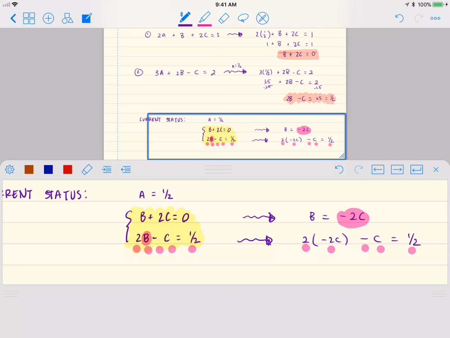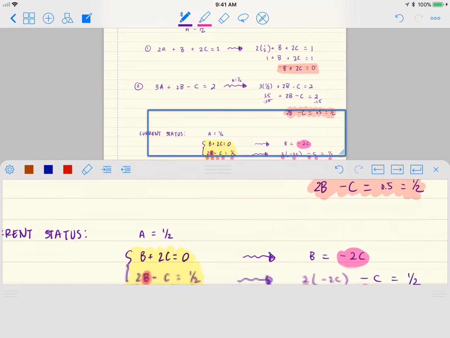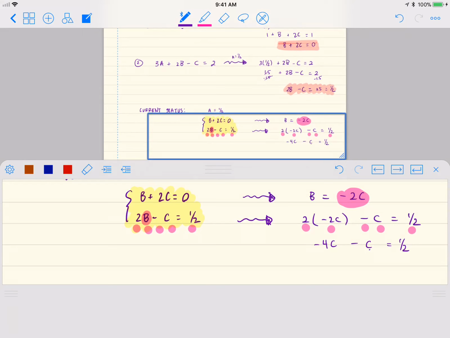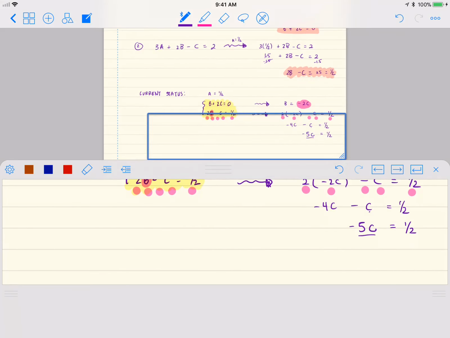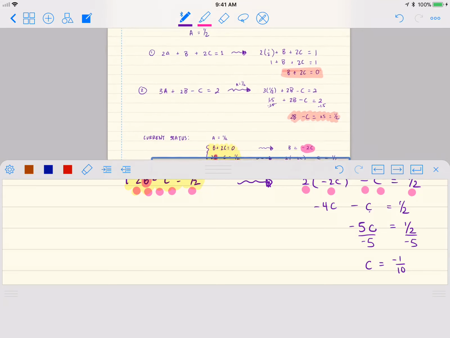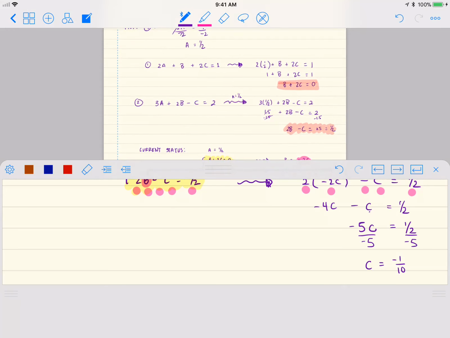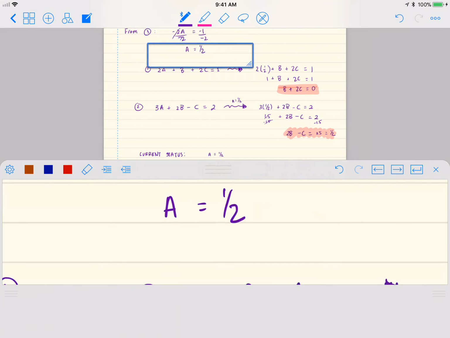Okay, and now let me simplify this. I'm going to have negative 4C minus C equals 1/2. Negative 4C, negative C, that's going to give me negative 5C equals 1/2. Now to get C, I need to divide to get C by itself. And so I have C equals negative 1/10. Okay, I smile because I now have a new piece of information. So far I figured out that A is equal to 1/2.